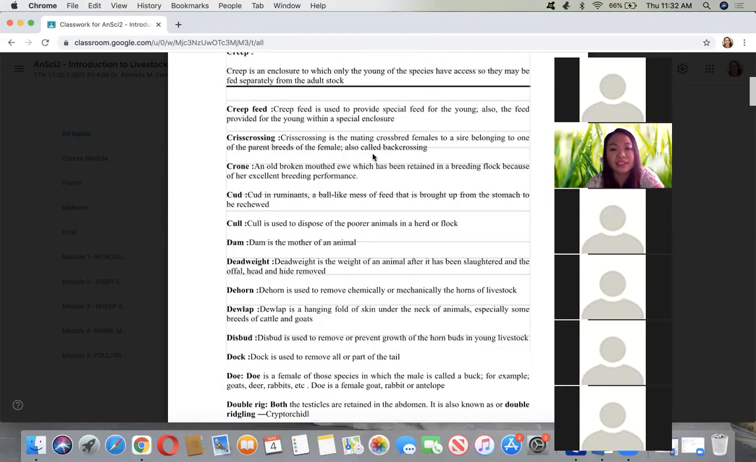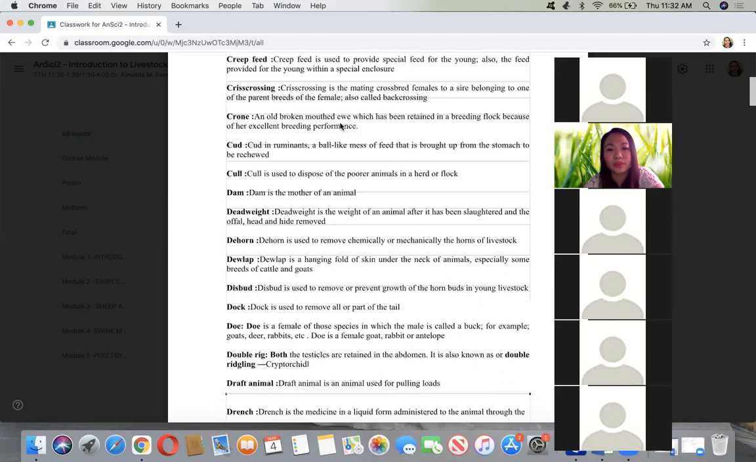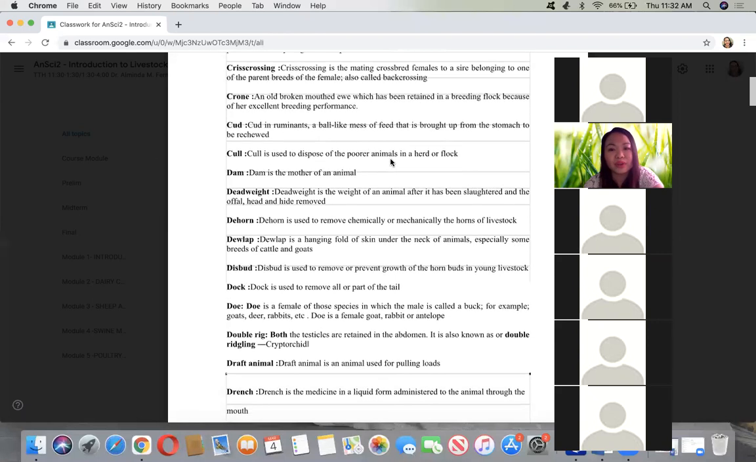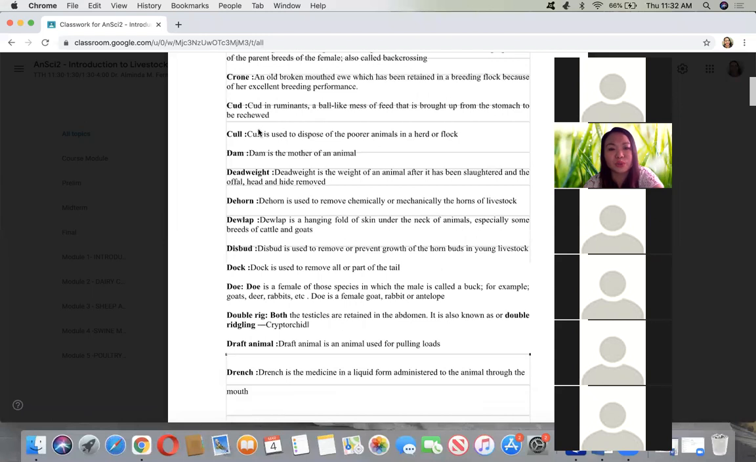And crisscrossing is the mating among crossbred females. And crone, an old broken-mouth ewe, which has been retained in the breeding flock. And cud in ruminants is a ball-like mass of feed brought up from the stomach to be rechewed again.